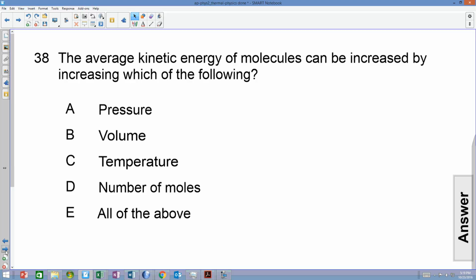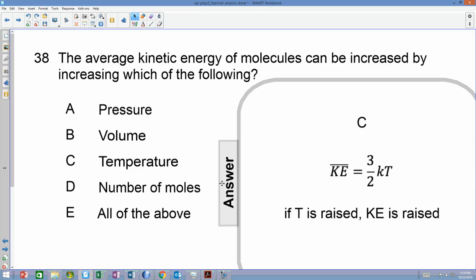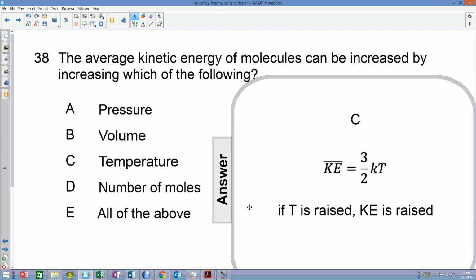The average kinetic energy of molecules can be increased by increasing which of the following? A, pressure, B, volume, C, temperature, D, number of molecules, E, none of the above. Okay, so let's see if your answer matches. The correct answer is C, the temperature. The average kinetic energy is equal to 3/2 kT. If T is raised, the kinetic energy must also increase.